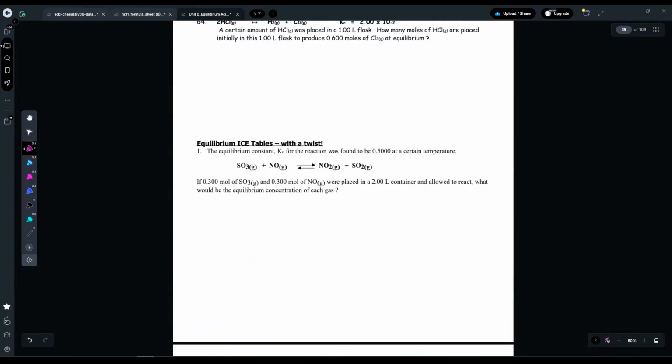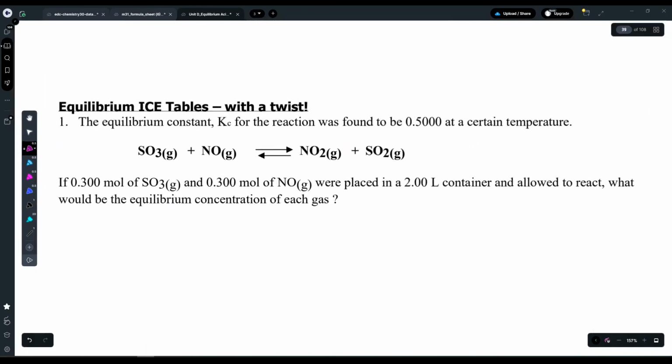Okay, so we're going to move on to one last example, ice tables with a twist. Basically these questions just give you a little less information. So let's get into it. The equilibrium constant for the reaction was found to be 0.5000 at a certain temperature.